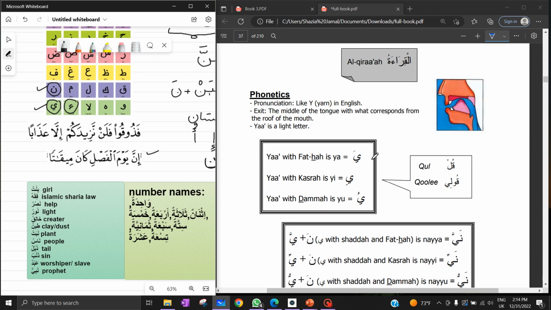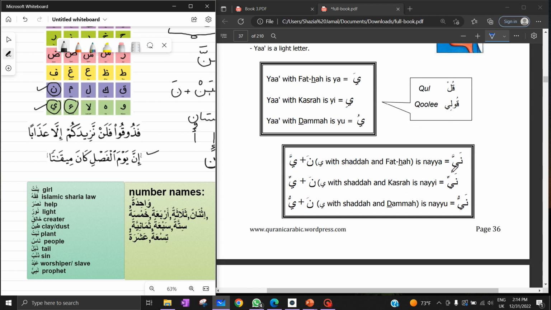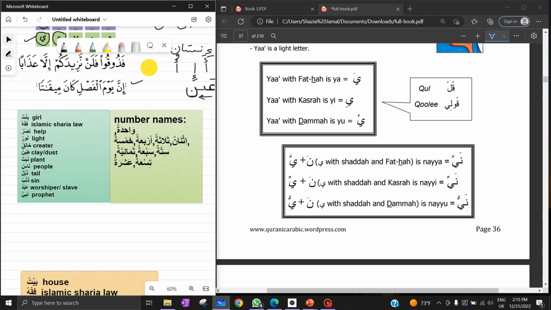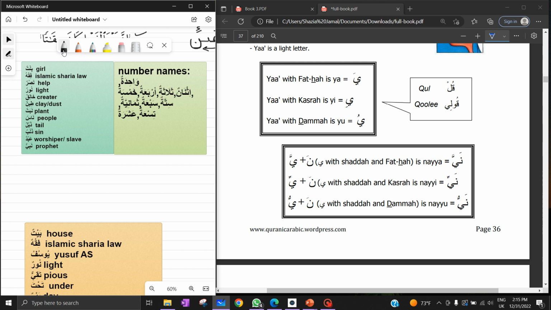As in this box, you can see again, it is written with all three short vowels. Ya fatha ya, ya kasra yi, ya dhamma yu. How is it read with shadda? Nay ya. Similarly to how I explained in the case of noon, it is written with ya and spoken as noon with ya. The first ya is with sukun. Noon fatha ya sukun, nay.